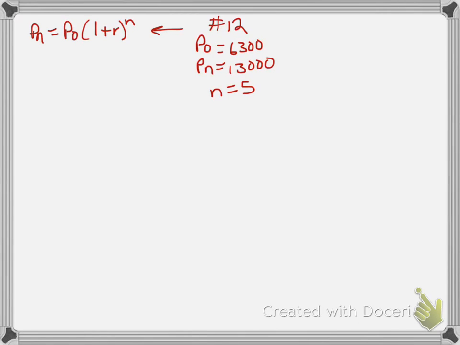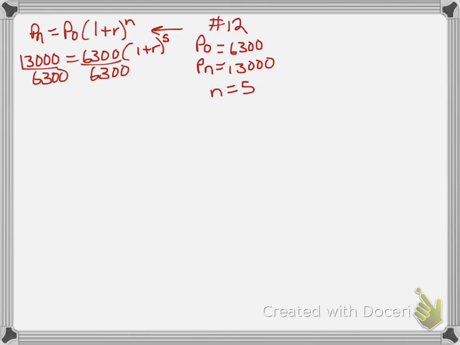So if we plug in what we know, P sub n is the 13,000. P sub 0 is 6,300. And then we have 1 plus r, and our n is 5. So the first thing we're going to do is divide both sides by 6,300, which gives you, let me get out my calculator real quick. So 13,000 divided by 6,300 gives us about 2.06.